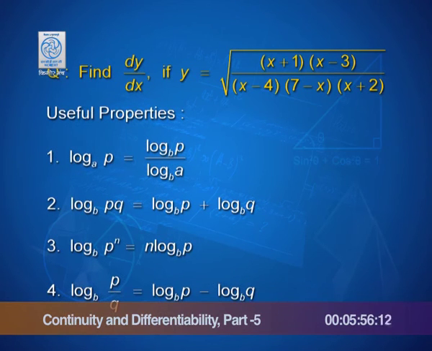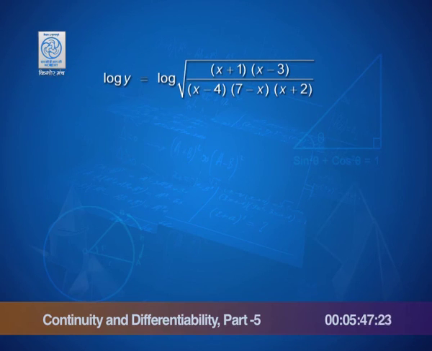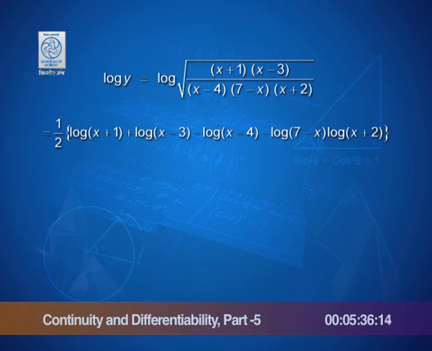Starting with y, which is the square root of (x plus 1) into (x minus 3) upon (x minus 4) into (7 minus x) into (x plus 2). Taking log of both sides, we get log y as log of the entire expression, and again using the properties that we have just displayed, it all simplifies to half of log of x plus 1 plus log of x minus 3, and then minus, because now we are looking at log of m by n resulting in log m minus log n. So, the entire expression gets written either as the sum or difference of terms which are with log.